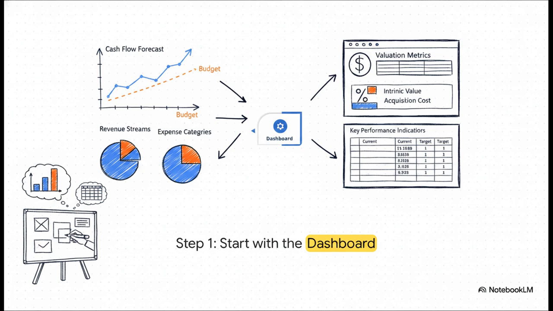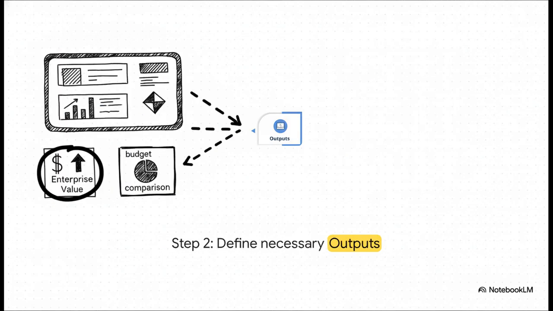Honestly, before you touch a single cell on a spreadsheet, you should be whiteboarding the final charts, the graphs, and the summary tables that your stakeholders actually need to see. And knowing your dashboard allows you to step backward and define the very specific outputs needed to feed it, like a valuation metric or a budget comparison graph. Think about it. If your dashboard requires an enterprise value, then your outputs strictly need to provide that number. Nothing more, and absolutely nothing less.